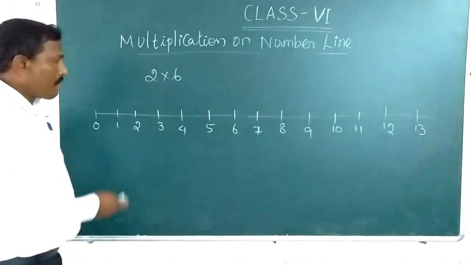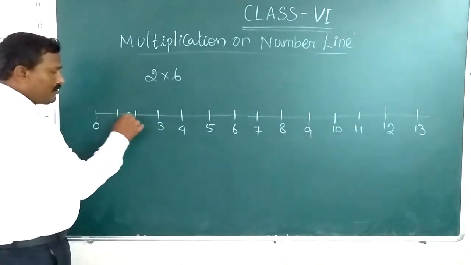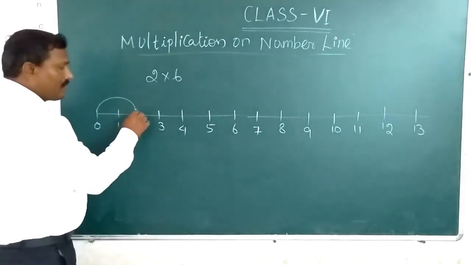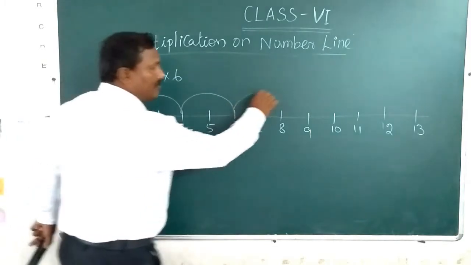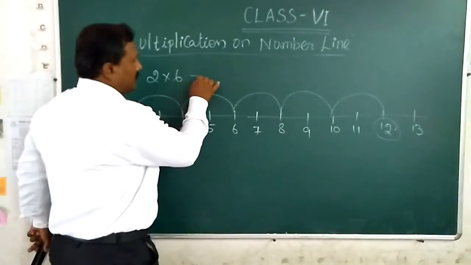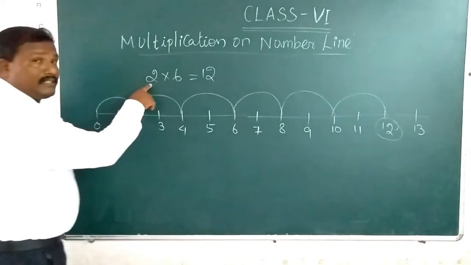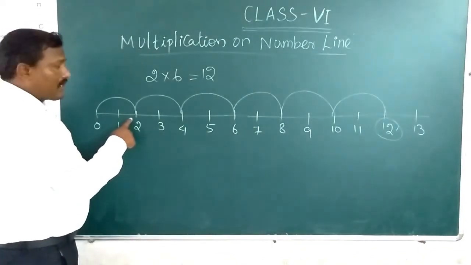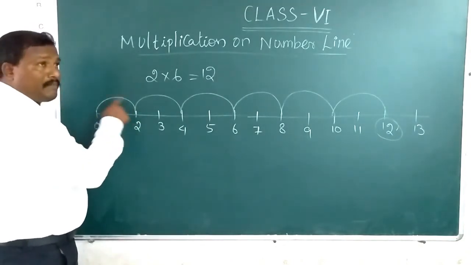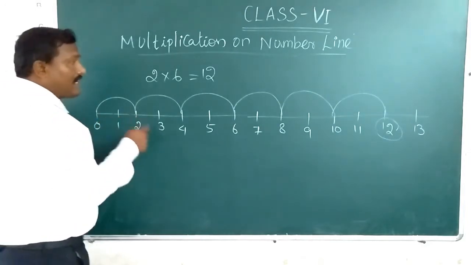So how to do this? Each jump is two distance. 1, 2, 1 jump. So we have to jump the same way 6 jumps. So second jump, third, fourth, fifth, sixth. So what is the result? 12. So 2 times 6 is equal to 12. So first we take the number as the distance place, then for 6 we take jumps. Each jump is 2 distance, 2 unit place. Then we can get the answer.